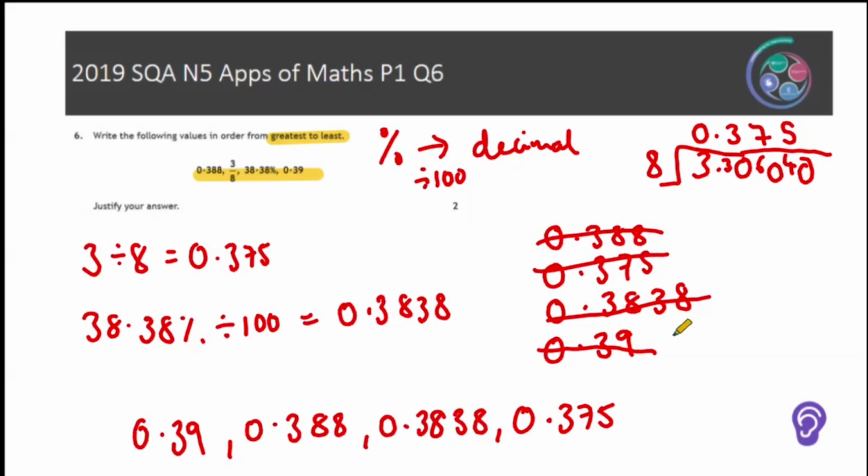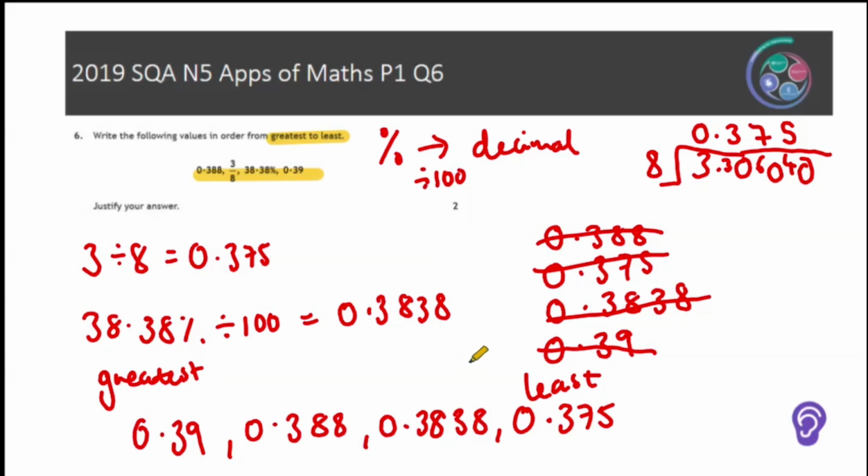And I'm going to go back and double check my question. Did I do what I was asked for? Write the following values in order from greatest to least. Justify your answer. So this is my greatest, and this is my least. And my justification here is the fact that I've managed to write them all as decimals. So I don't need to do anything else for that question. I'm perfectly happy with that.